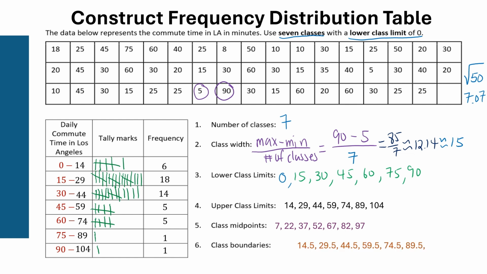The only thing you have to be aware of is to make sure you add the lowest class boundary, so the number before 0. The midpoint between 0 and -1 is going to be -0.5. And same thing, after 104, the next number will be 105. So the midpoint between 104 and 105 is going to be 104.5. And that's how you construct your frequency distribution table using the number of classes and the class width.